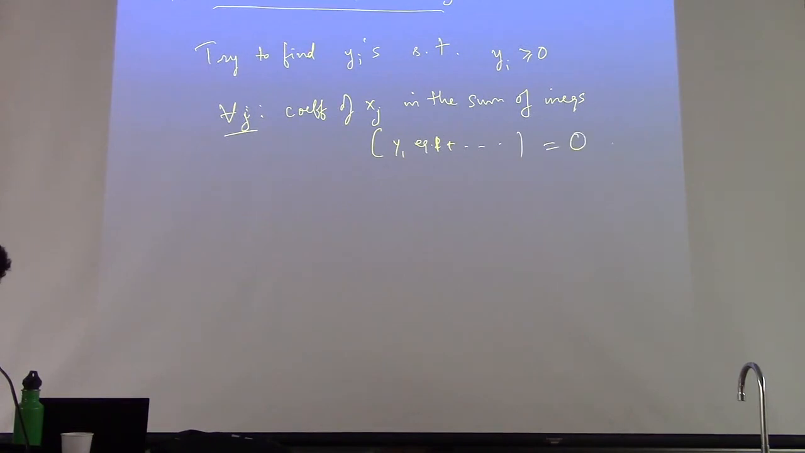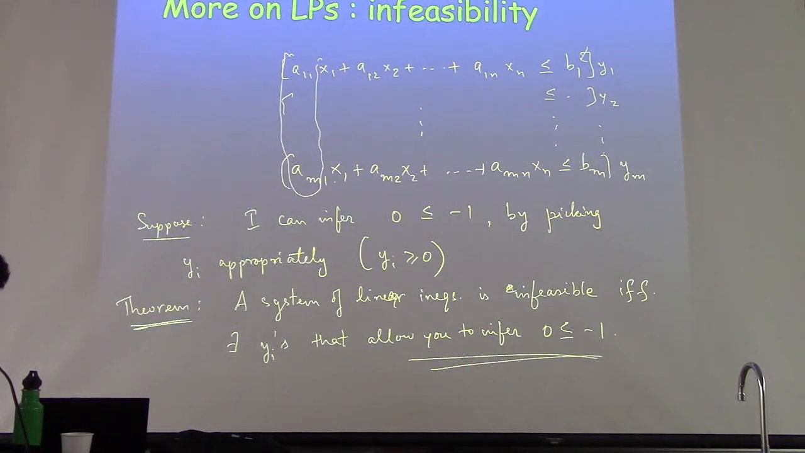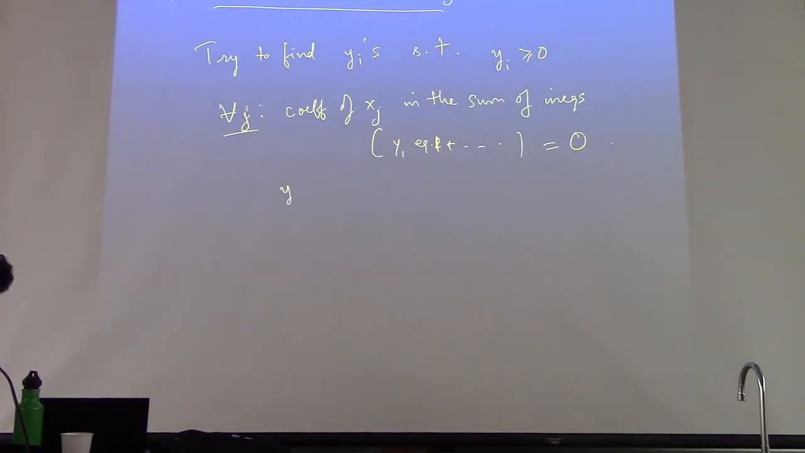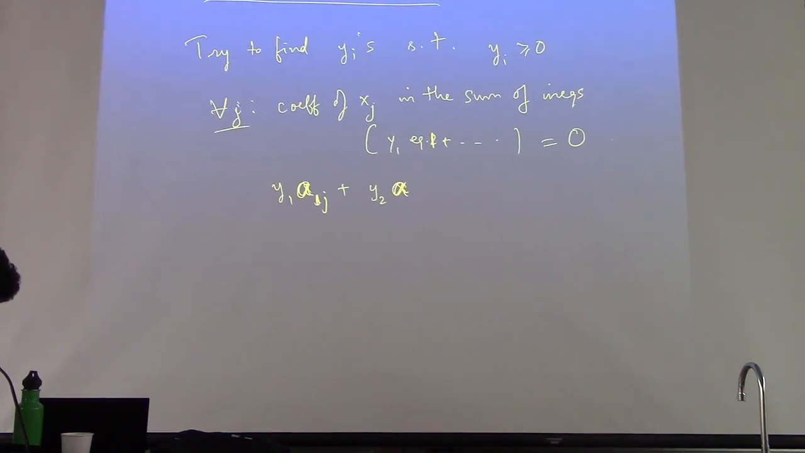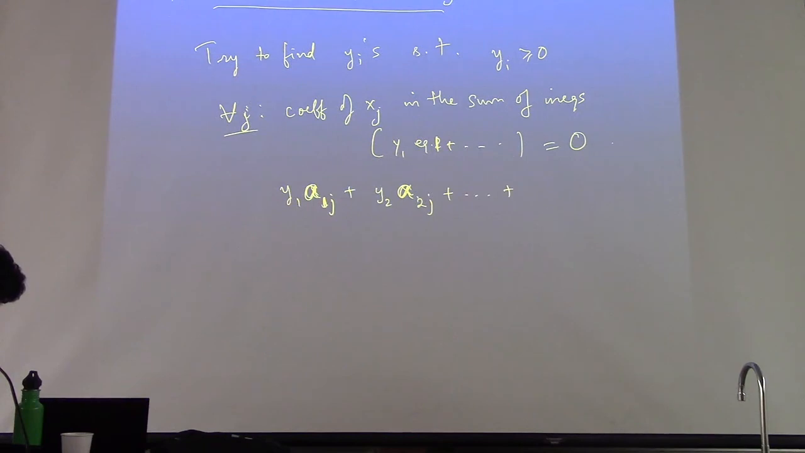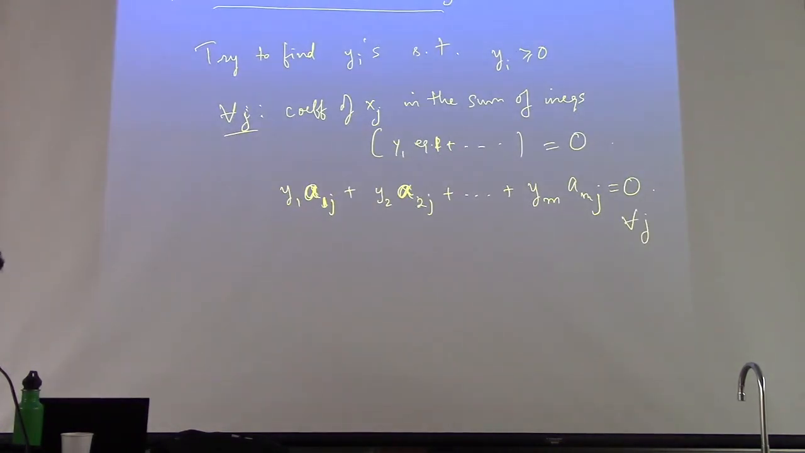If you work it out, the coefficient would be something like y1 a1j plus y2 a2j and so on, equals 0 for all j. So this looks messy, but it's easy. If you work it out for a specific example, this will actually be pretty easy. And so this has to be 0 for every j.